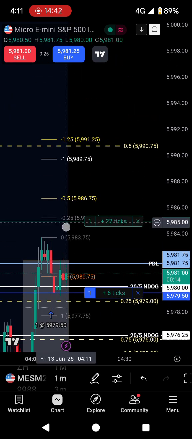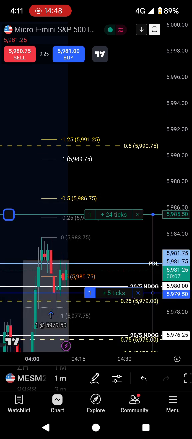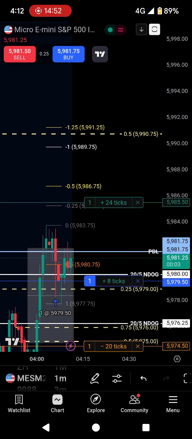So yeah, this is the 0.25 level, and I'll be content. Okay, let's try to push one extra handle, which is 4 extra ticks, so 24 ticks. I'm going to come back and see it later.